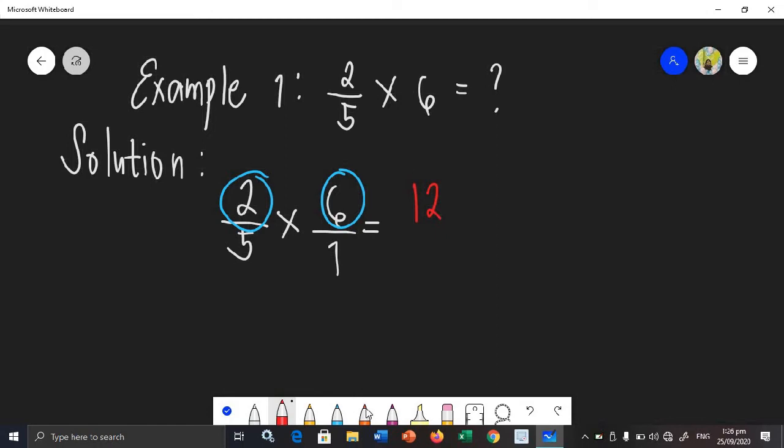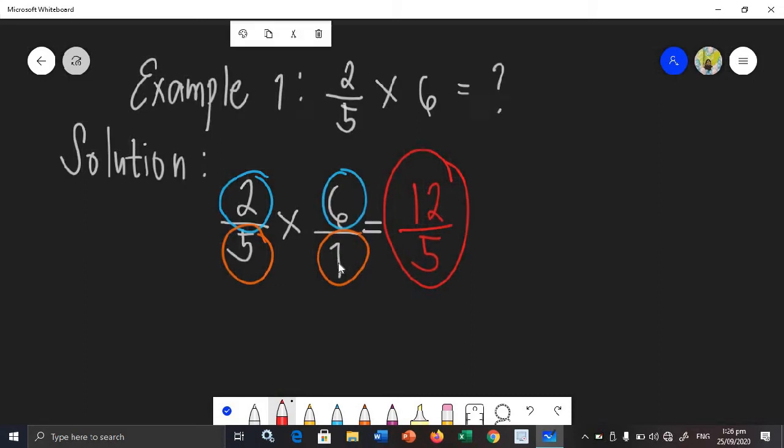And then, 5 times 1, that will be 5. So, this will be your final answer or the product of example number 1.